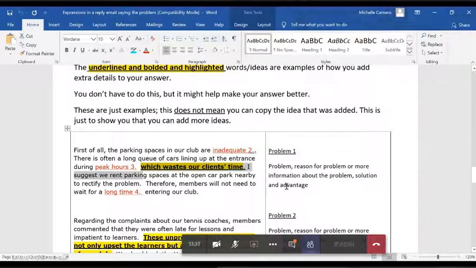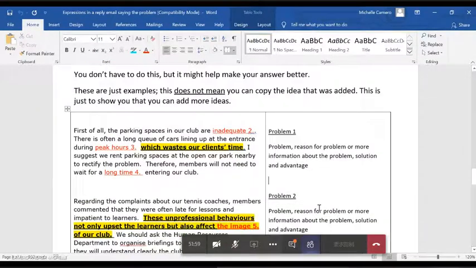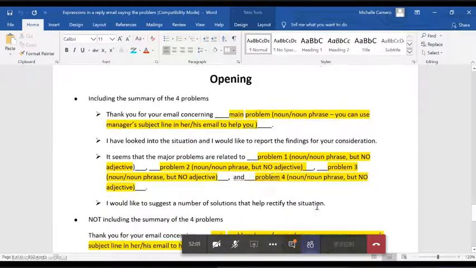But when you talk about the solution, you must add the advantage. The advantage is an added idea, and you must add that idea. You must add the advantage to the solution. If you add more information to the problem, that is optional. You do not have to. But you must add the advantage and add your own idea of the advantage to the solution. So be careful.